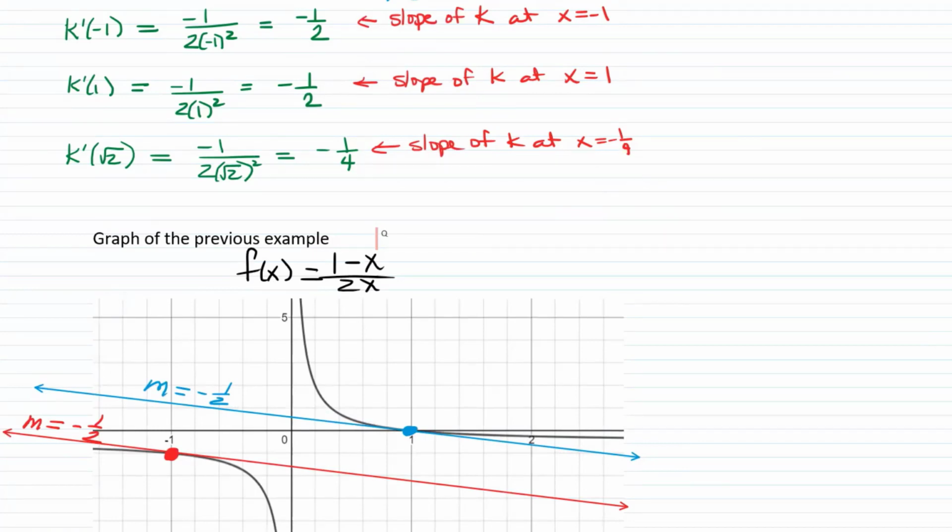And then let's see, what is square root of 2 in decimal form? It's going to be about 1.4. Square root of 2 is about 1.4, so that's going to be about, let's see, here's 1.5, a little less than 1.5, maybe about here. Here's the function. It's hard to see. Okay, the function has flattened out even more than it had at 1. Still has a slightly negative slope, but even more shallow. So it makes sense that that slope is -1/4.